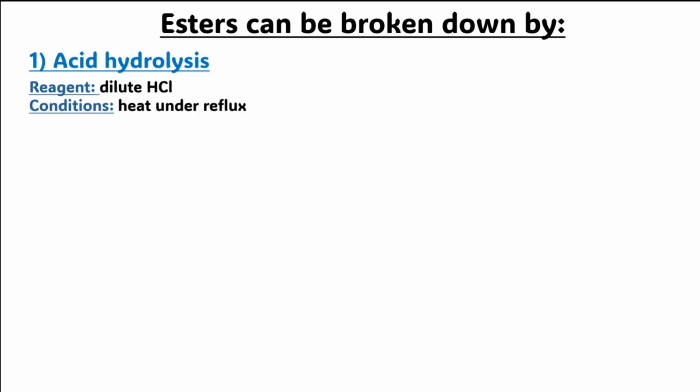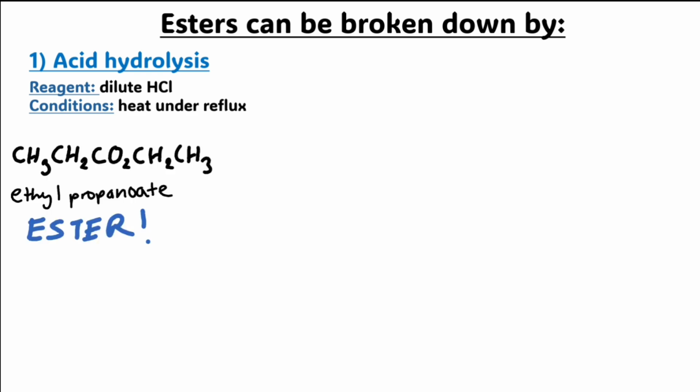Next, talking about hydrolysis. Esters can be hydrolyzed in 2 ways. First is acid hydrolysis. Its reagent is dilute hydrochloric acid, and the conditions are heat under reflux. In the exam they mainly use hydrochloric acid, but you don't actually react it with hydrochloric acid. It's in the presence of hydrochloric acid because the hydrogen ion acts as a catalyst in an equilibrium reaction, which I'm going to show right now.